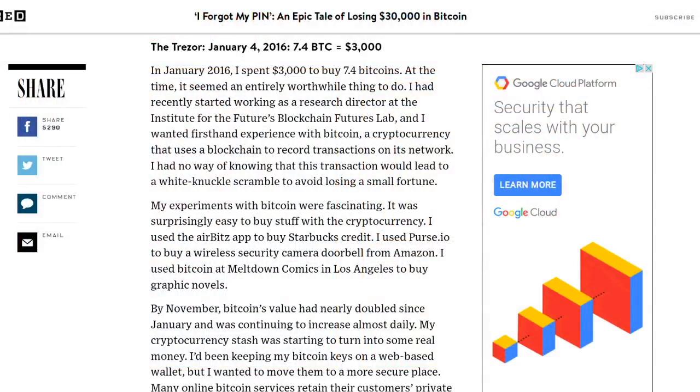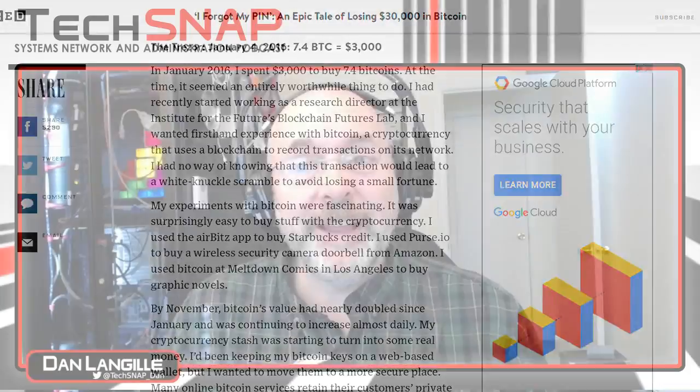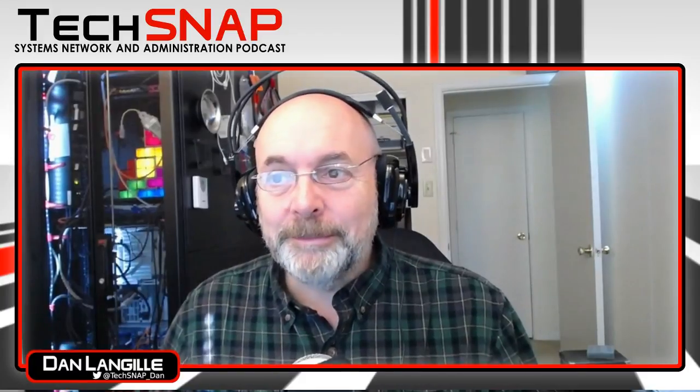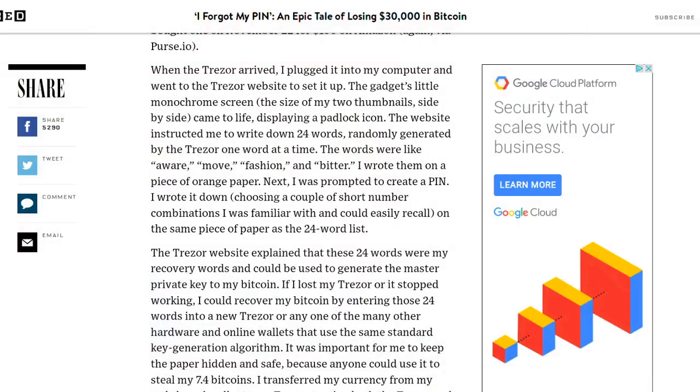Yep. So he settled on a hardware wallet called the Trezor, which is a Czech word for safe, manufactured by a company called Bulletproof, or described as a manufacturer as Bulletproof. He bought one for $100. Wow. So it arrived, he set it up, and the website instructed him to write down the 24 words randomly generated by the Trezor, one word at a time. The words were like aware and move and fashion and better.